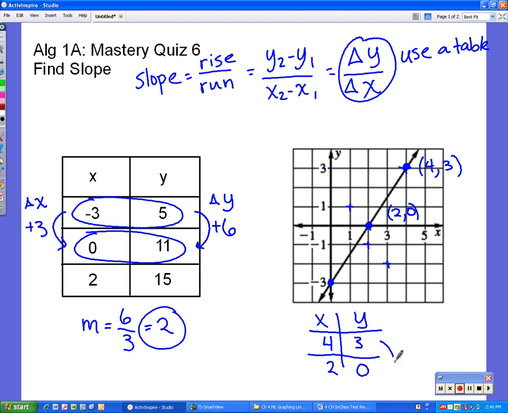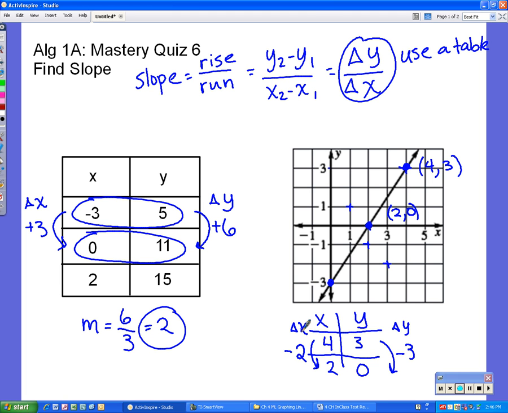So my change in y, how do I change from a 3 into a 0? Well, this time I'm getting smaller, so I'm actually subtracting. And to change 3 to 0, I subtract 3. That's my change in y, because those are my y numbers. Over here, to go from 4 to 2, I'm also getting smaller, and I'm getting smaller by 2. That's my change in x.